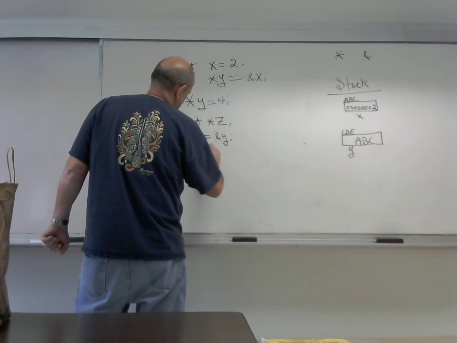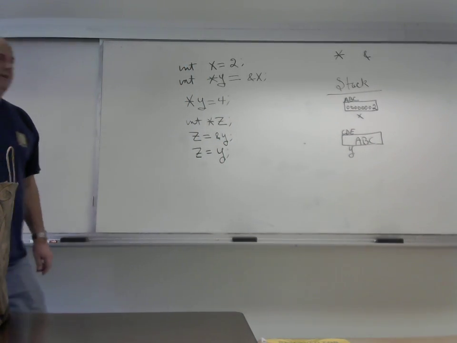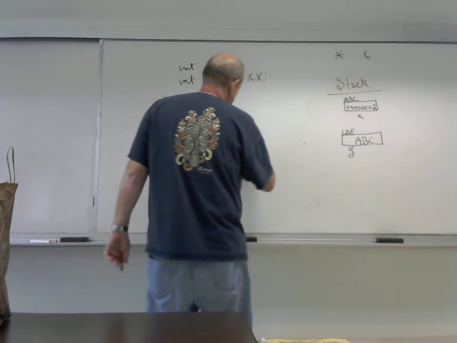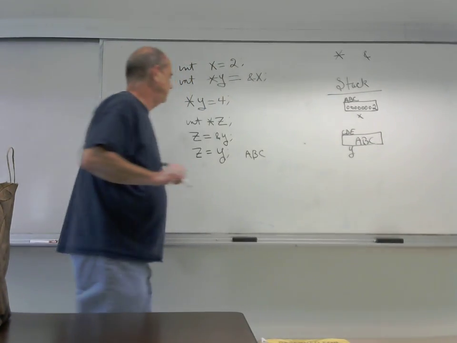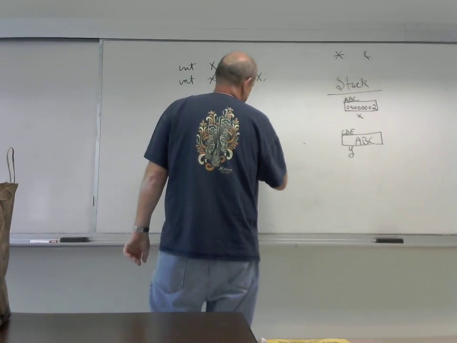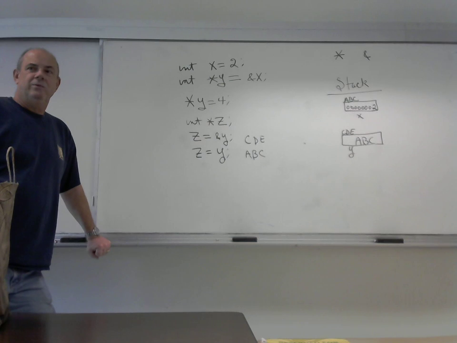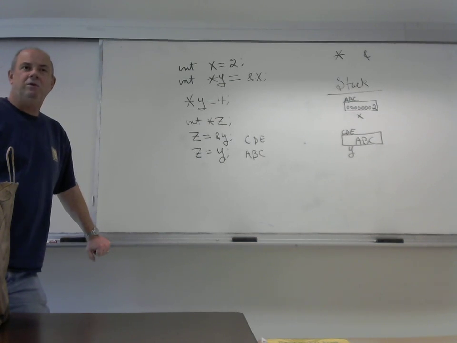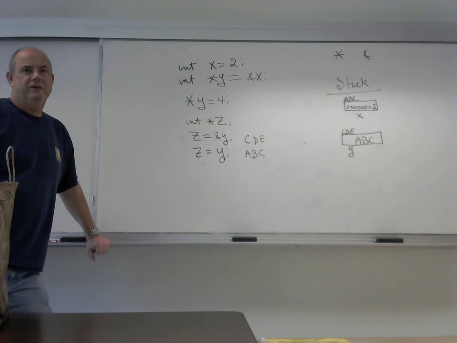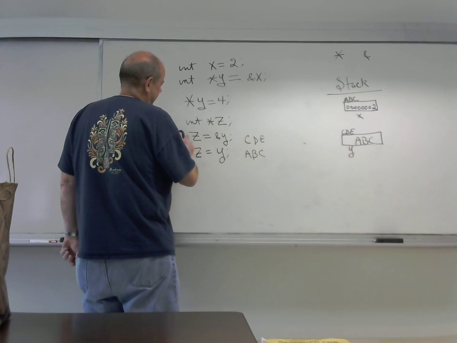Z equals Y. That's the contents of Y, which is an address, which is ABC. The first one, however, is the address CDE. So it's the wrong kind of thing. Now, older compilers will let you do this. The problem is it's a double dereference, which may be confusing. So let's simplify just a moment here and look at how this goes.